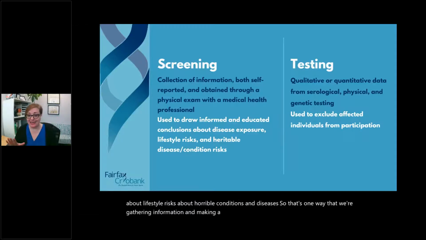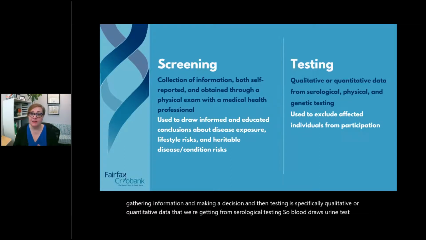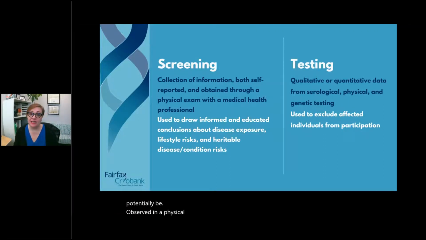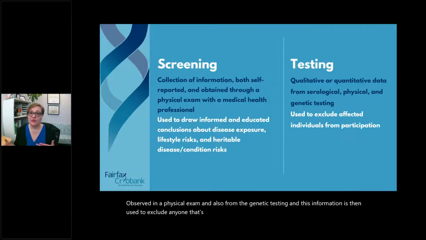And then testing is specifically qualitative or quantitative data that we're getting from serological testing. So blood draws, urine testing, urinalysis, things like that, from the physical exam, symptoms that could potentially be observed in a physical exam, and also from the genetic testing. And this information is then used to exclude anyone that's affected from participating in the program. So just something to keep in mind as we're going through the screening and testing process.